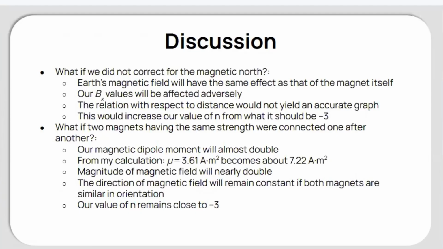Discussion. If magnetic north had not been correct for Earth, Earth's magnetic field would have altered the measured Bx values and reduced the accuracy of the results. This could have caused the experimental value of N to differ from the expected -3. Connecting two identical magnets end to end would approximately double the dipole moment of 3.61 A times m squared to approximately 7.22 A times m squared, producing a stronger magnetic field while maintaining the same overall field pattern.